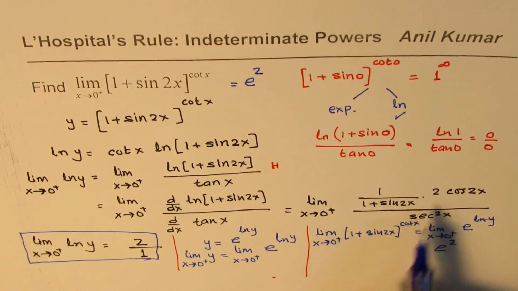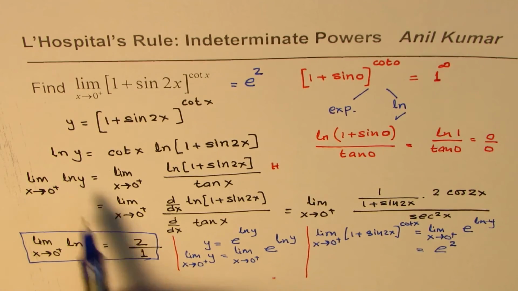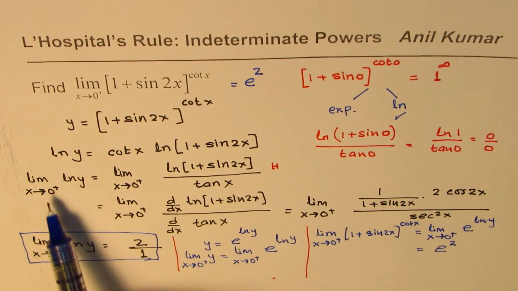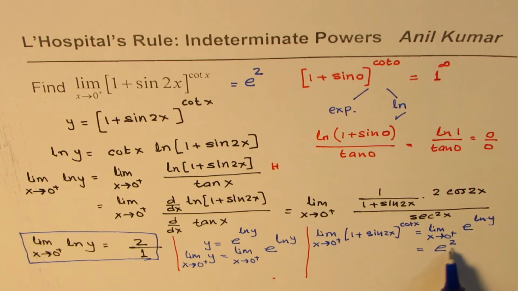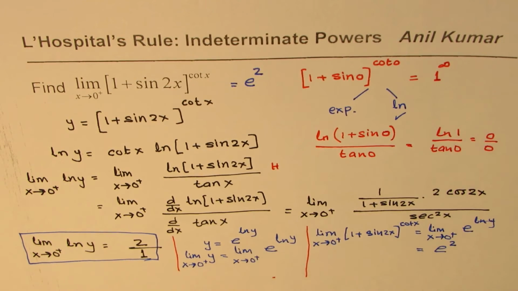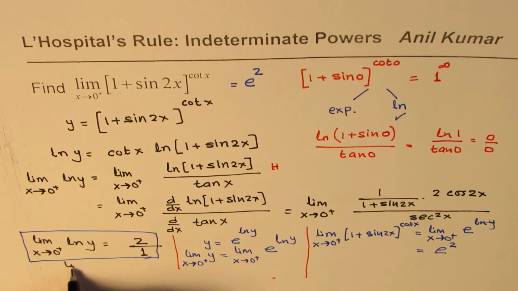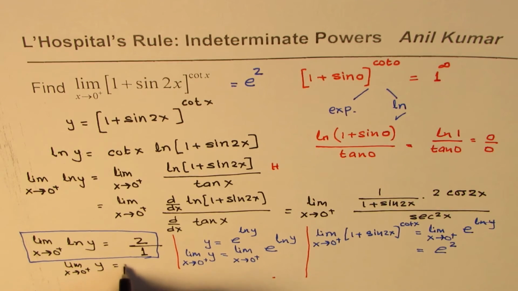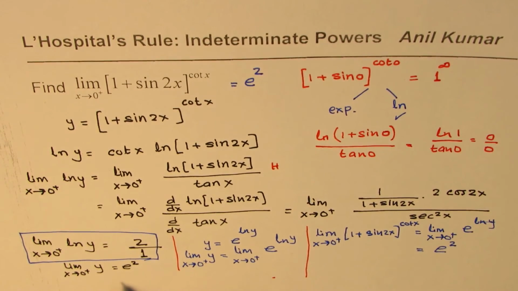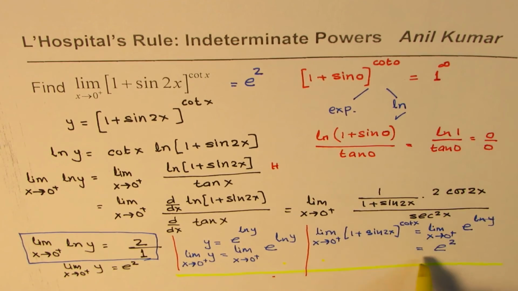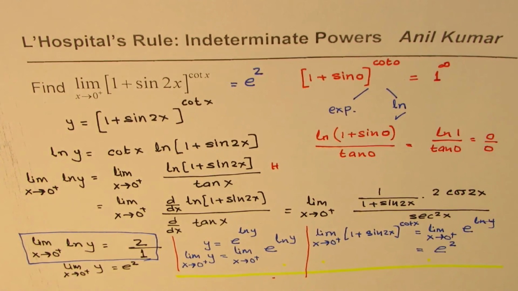So normally, if you get the limit of ln y as some number, then the limit of y will be e to the power of that number, right? Because of this rule. So at this stage, you could have also written the solution directly: the limit as x approaches 0 from the right side for y is e square, right? So you could have done it directly also. But here is the explanation. So this part which I've discussed here is the explanation of how we get e square as the answer.